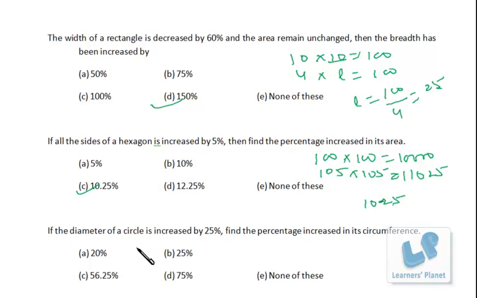Okay. Now if the diameter of a circle is increased by 25%, find the percentage increase in circumference. Now circumference is also a linear function and diameter is also a linear function. So whatever the increase in diameter, the same percentage increase will be there in the circumference. So that's 25% only. No need to go for any sort of paperwork. So friends, I hope you are clear.